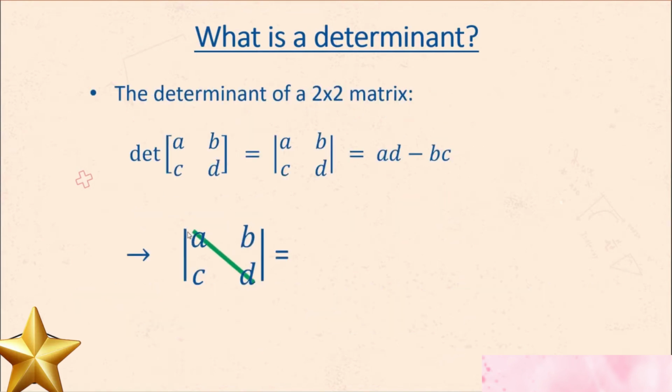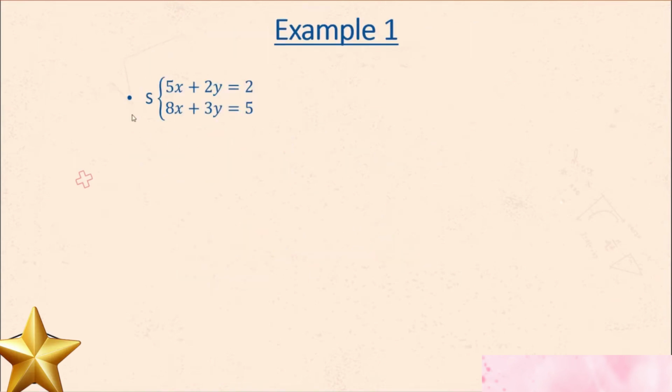We multiply each element on the green line, so we have A times D. Then we multiply each element on the red line, which is B times C, and we subtract it from the green elements. We have this system of two equations.